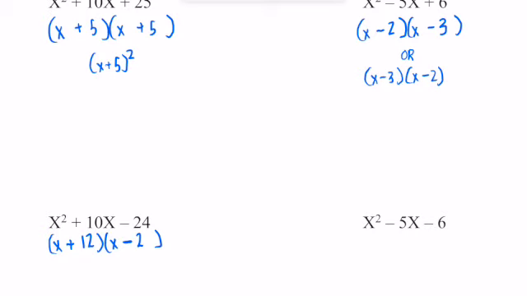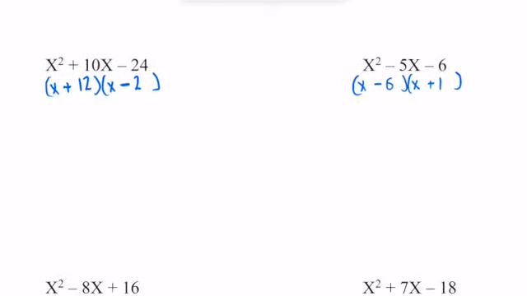If we look at x squared minus 5x minus 6, we split it into two binomials that both start with x. To multiply to be a negative 6 and add up to a minus 5, we would need a minus 6 and a plus 1, like so. Or again, if we put x plus 1 times x minus 6, that would work just as well.